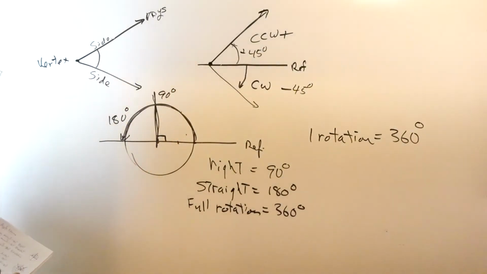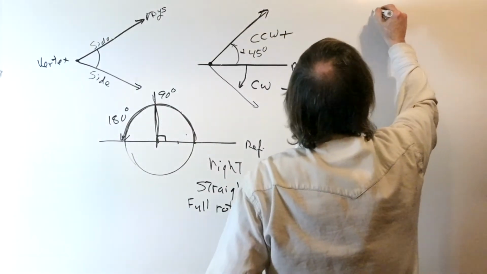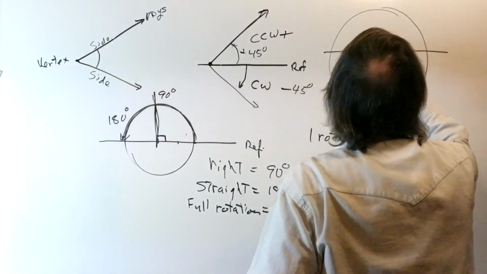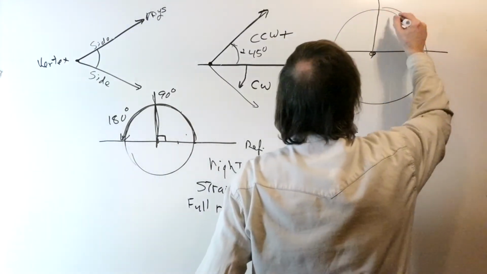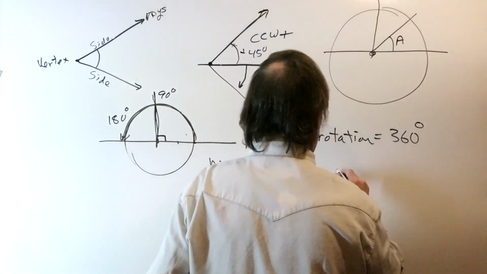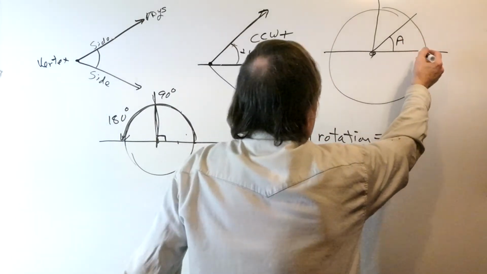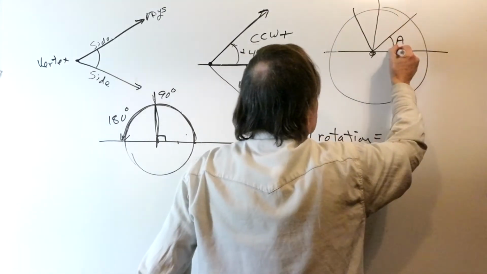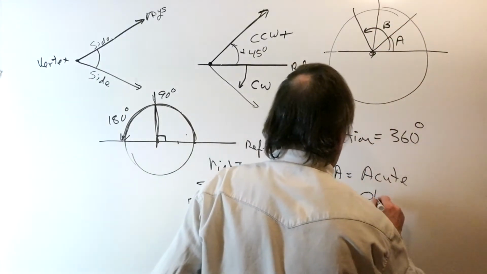Now, there's other special angles. If we say have a circle and if our angle lies between 0 and 90 degrees, we call this an acute angle. So angle A is an acute angle. If the angle lies between 90 degrees and 180 degrees, such as angle B here, we call this an obtuse angle.